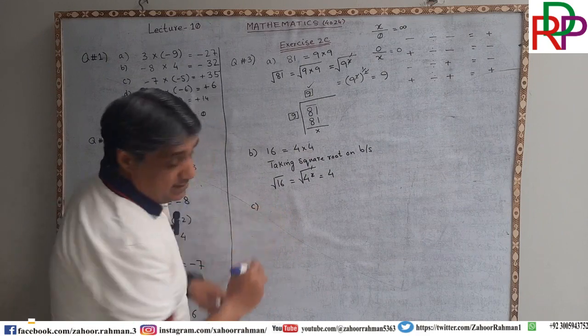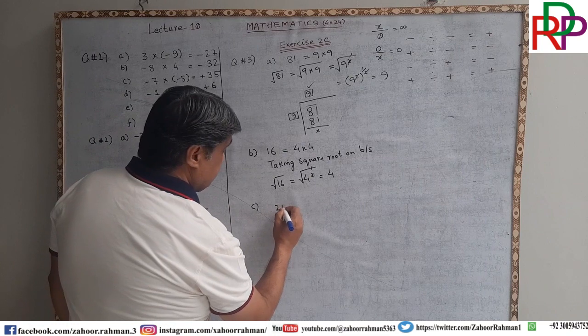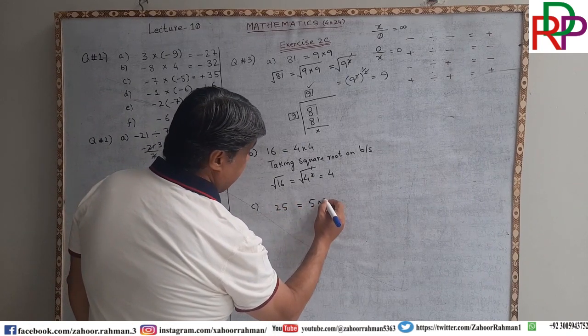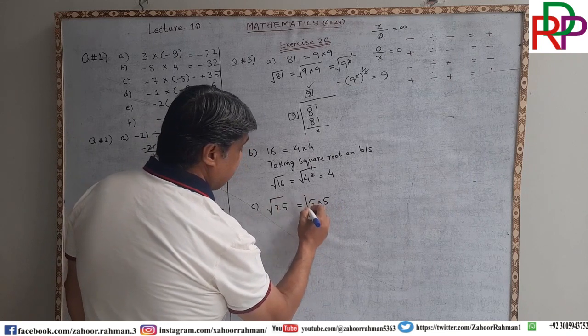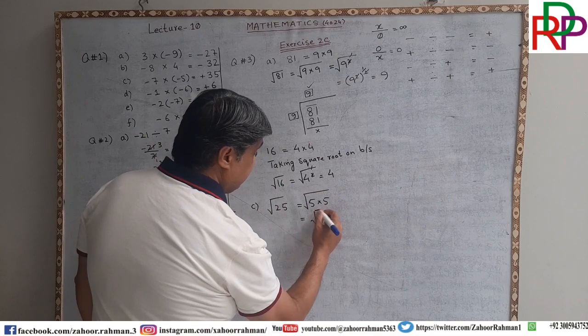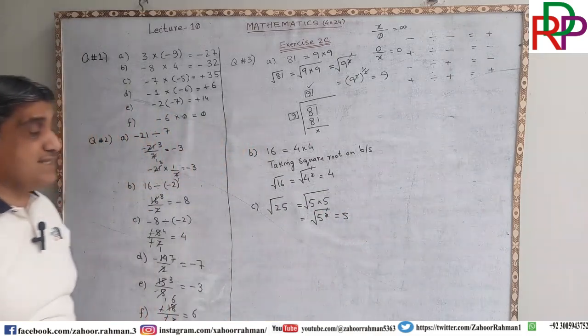Now C part is saying that 25. So 25 is equal to 5 multiplied by 5, and I am taking square root directly. So 5 square under the root, this will be cancelled. So 5 will be the answer.